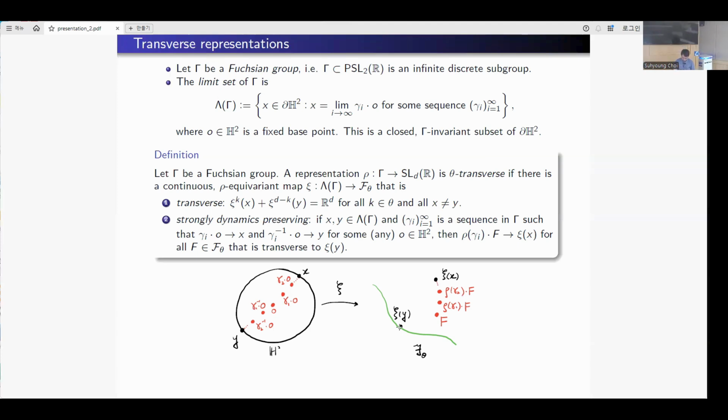I haven't given you any examples of this, but in order for me to talk about the examples, let me describe some basic properties of these theta transverse representations. One more piece of notation: the strongly dynamics preserving property ensures that if such a map C exists, then it has to be unique. Because of that, I refer to this C as the theta limit map of rho.